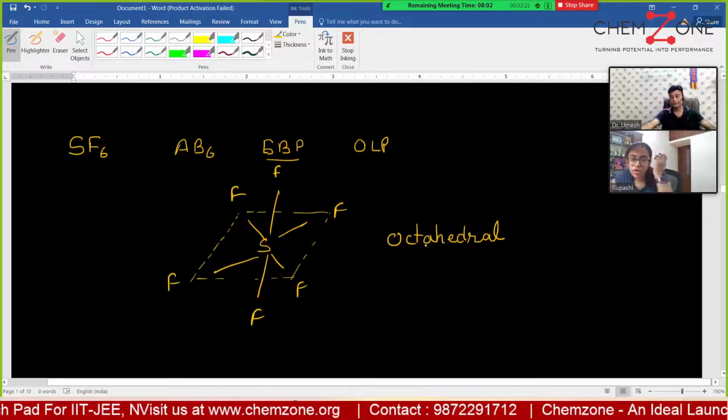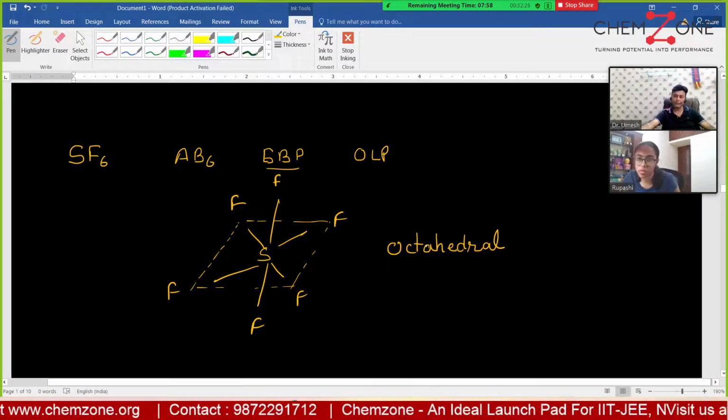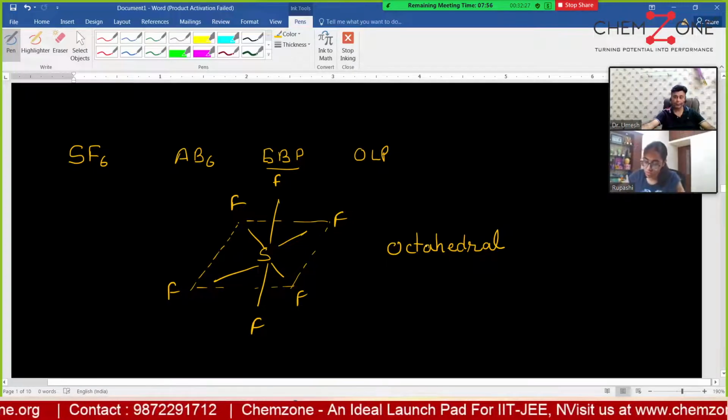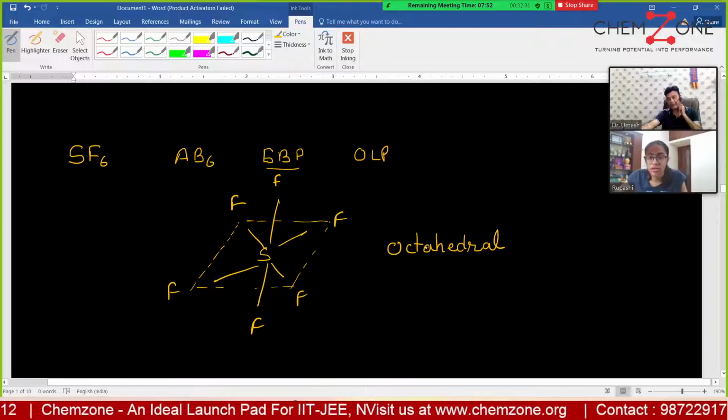So octahedral can also be called square bipyramidal, like we said in the trigonal bipyramid. We can say that. But normally we say octahedral because of the 8 face structure. 4 faces above, 4 faces below.